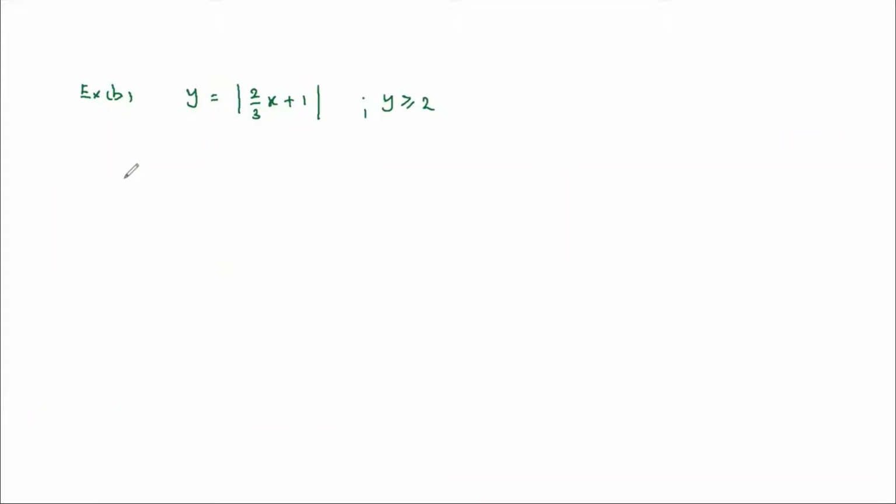Okay, for the next example, take a look. Now we're going to plot the graph of an absolute value. Say we have the equation y equals the absolute value of 2 over 3x plus 1. The condition is that y is greater than or equal to 2.